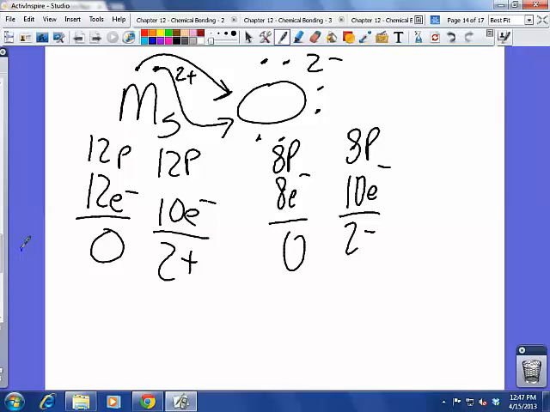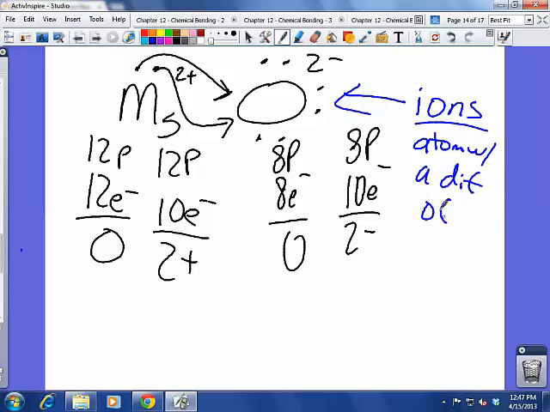Okay? We call these things ions. And an ion is just simply an atom with a different number of electrons. Hence, ionic bond.